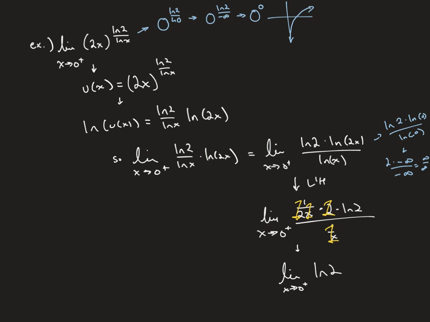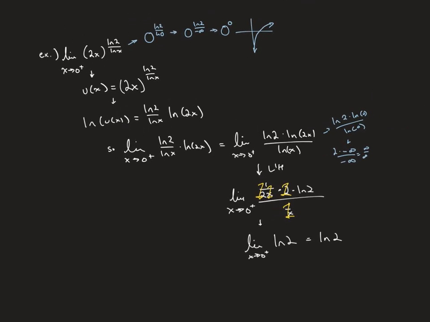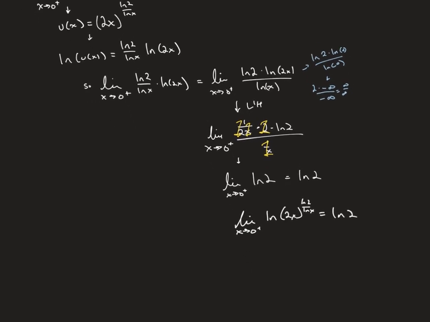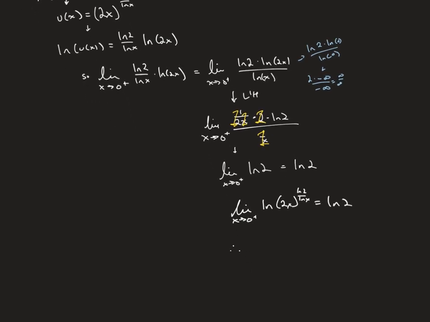All right, what is the limit as x approaches 0 from the right here? Well, no matter what the x value is, that limit is going to equal the natural log of 2. So we found out that the limit as x approaches 0 from the right of the natural log of 2x raised to the natural log of 2 over the natural log of x is the natural log of 2. This means, therefore, the limit as x approaches 0 from the right of plain old 2x to the power of the natural log of 2 over the natural log of x must equal e to the natural log of 2, which is just 2.